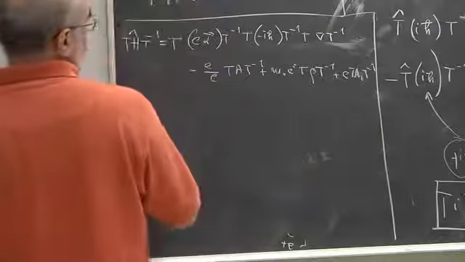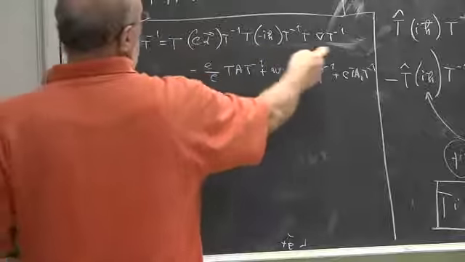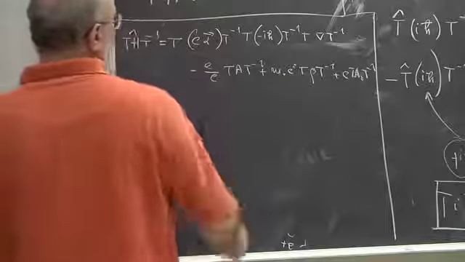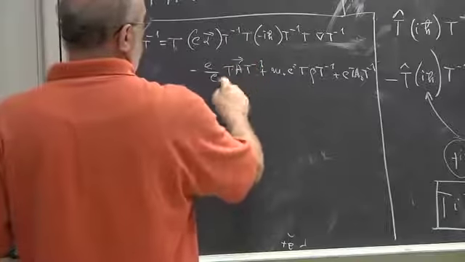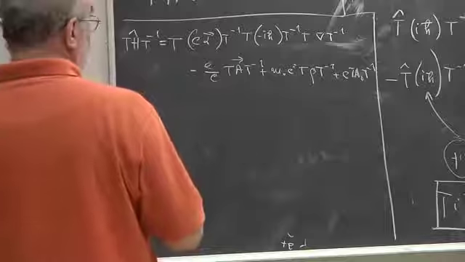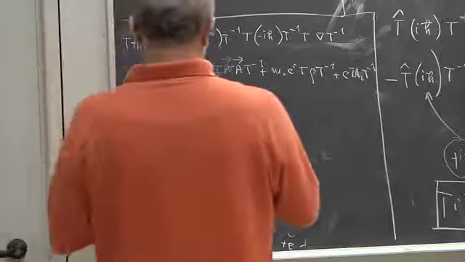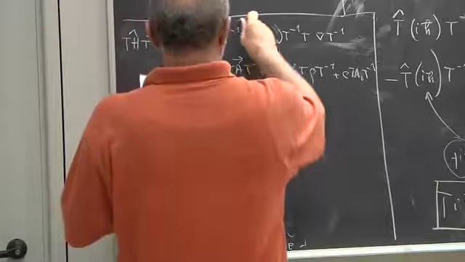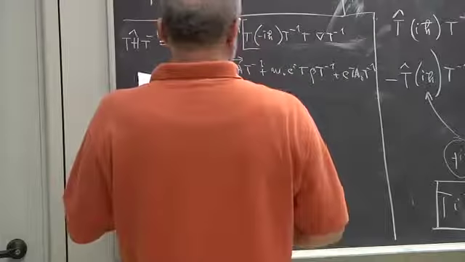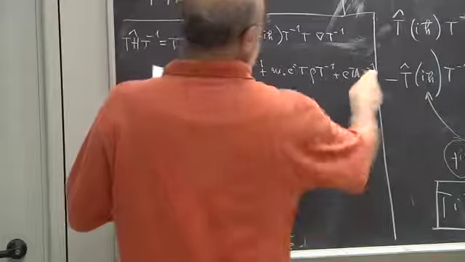I have sandwich between T and, you see, these two cancel, and the first term is sandwiched between T and T to the minus 1. The second term is sandwiched between T and T to the minus 1, and so on. By the way, I have to put some square here. I have a square, and then I have a squared here.